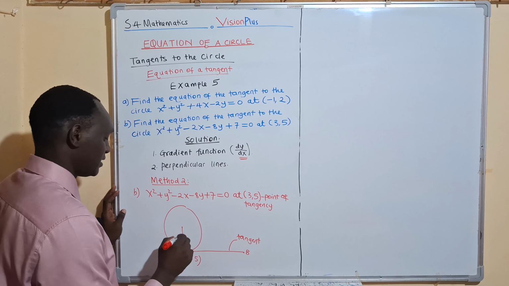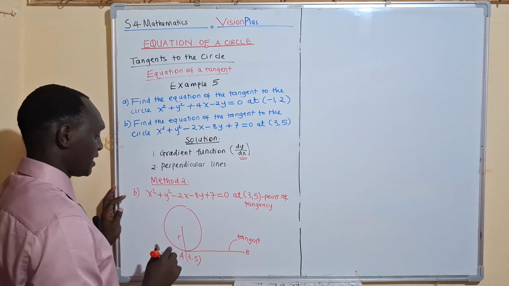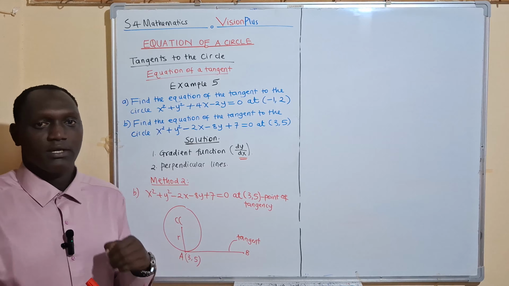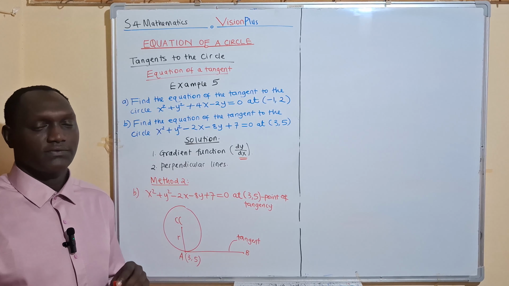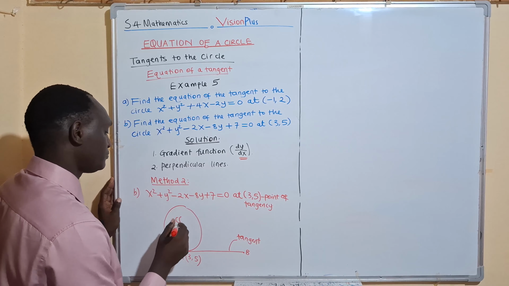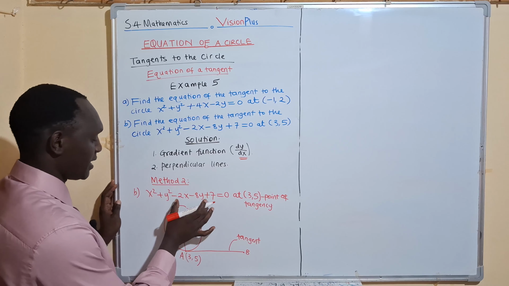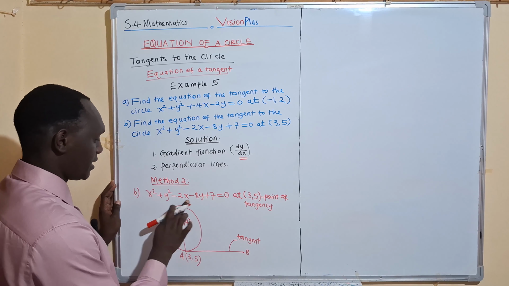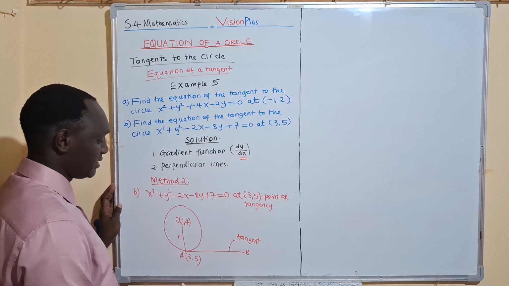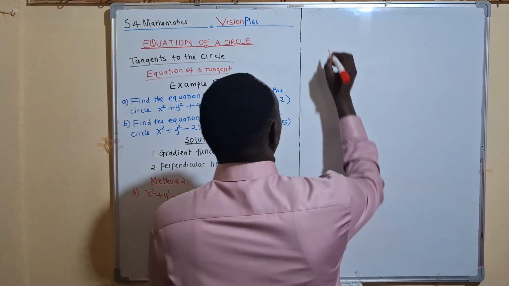Now, we need the coordinates of the center so that we can find the gradient of the radius. You can compare this to the expanded equation of the circle, compare coefficients, and then you get the coordinates of the center. So here, the coordinates of the center are (1, 4), just by examining the equation. Since we know the endpoints of the radius, we can find the gradient of the radius, which will help us to find the equation of the tangent.